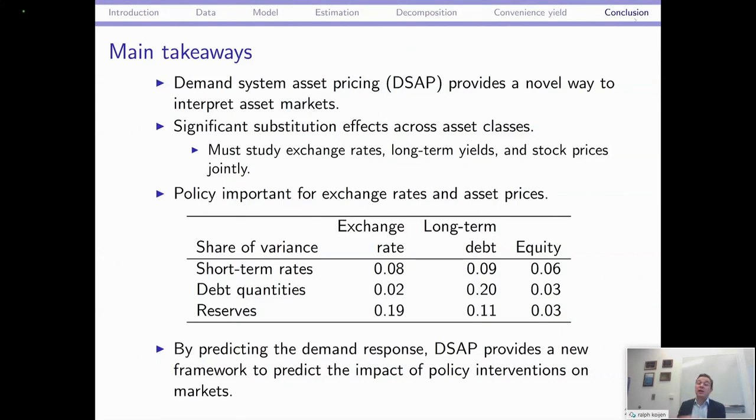Our estimates suggest that policy plays an important role for exchange rates and asset prices. And so what you see over here, by asset class or by endogenous price, is how important different policies are: short rates, debt quantities, and reserves. And you see in all cases that it accounts for a non-trivial fraction of price variation.